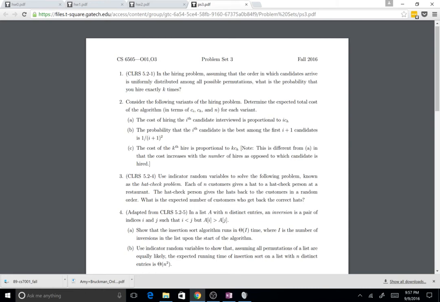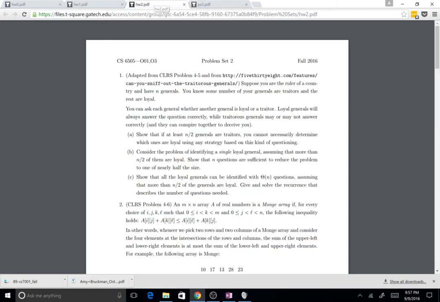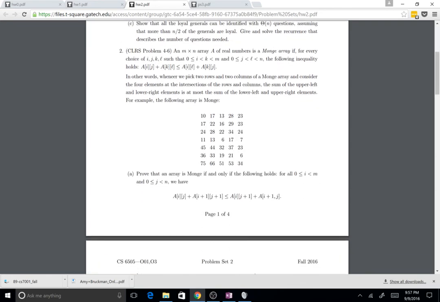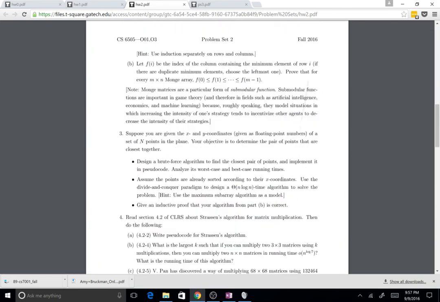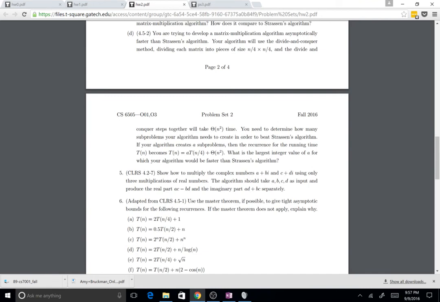Let me, I have number 2 here. Let me double check what that question says. Yeah, it says only 3 multiplications, so I don't see any reason that you couldn't do more than 3 of something else.